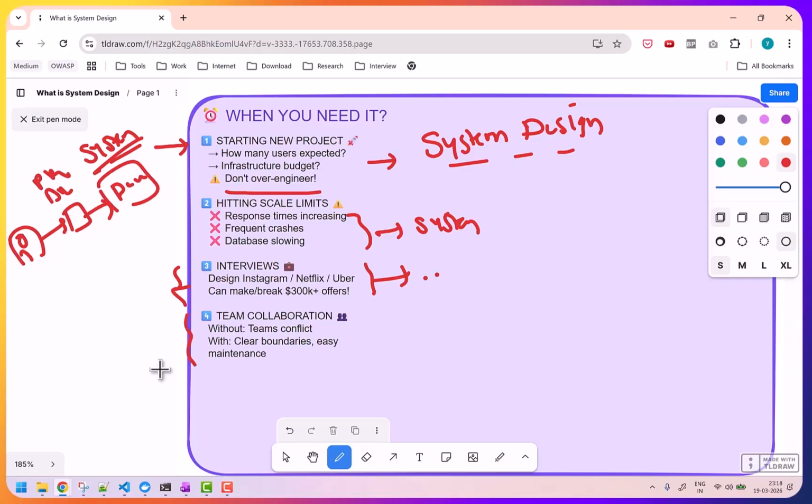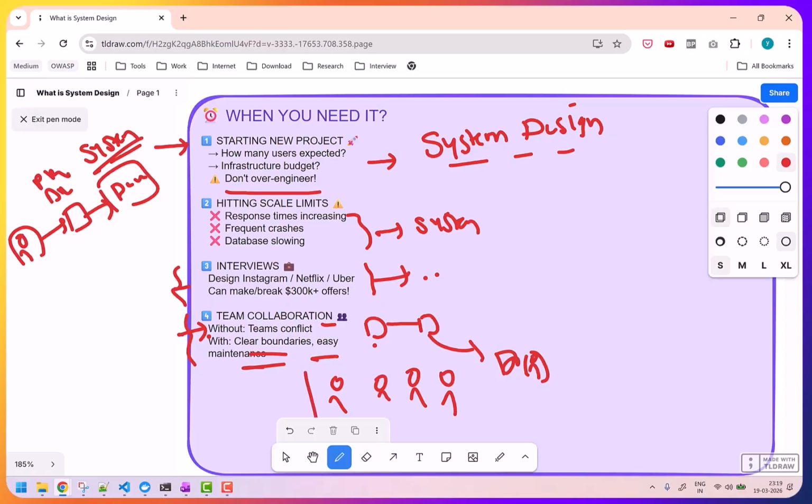Team collaboration. If you don't have a system design, everywhere there will be a conflict. Somebody will develop something which contradicts what the other guy is developing. So that's what happens. Without a proper system design guideline, there will be team conflicts. But with a proper system design which is understood by everybody, right, there will be clear boundaries, easy maintenance, and all people, whoever develops, the developers, they develop as per the system design defined in your application. So all can work in harmony. So you need a system design.